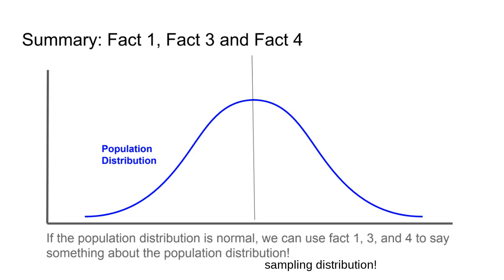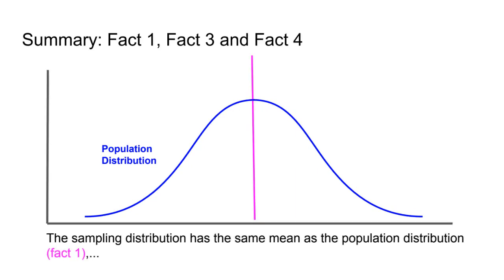Good, and what can we say? Well, the first thing that we can say is what fact 1 tells us, and that is that if the pink line here is the mean of the population distribution, then this will also be the mean of the sampling distribution. So the sampling distribution has the same mean as the population distribution.